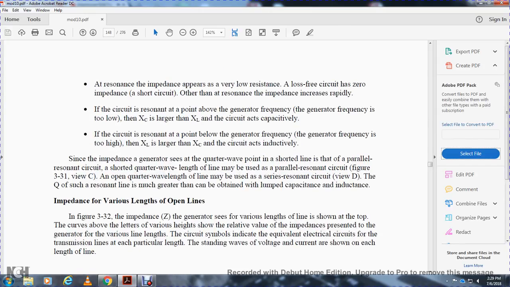So the impedance of the generator, the quarter wavelength at the point with the shorted end, is that of the parallel resistance circuit. A shorted quarter wavelength of the line may be used as a parallel resistance circuit, Figure 331.